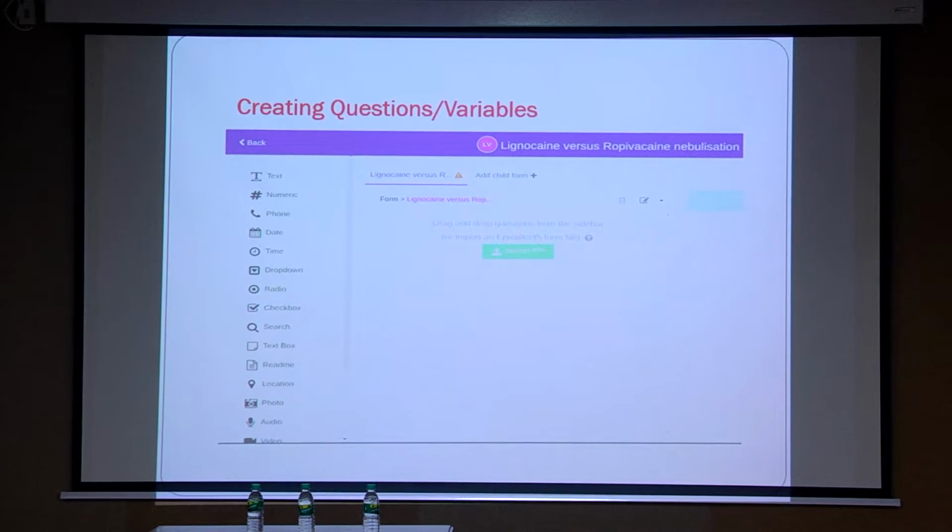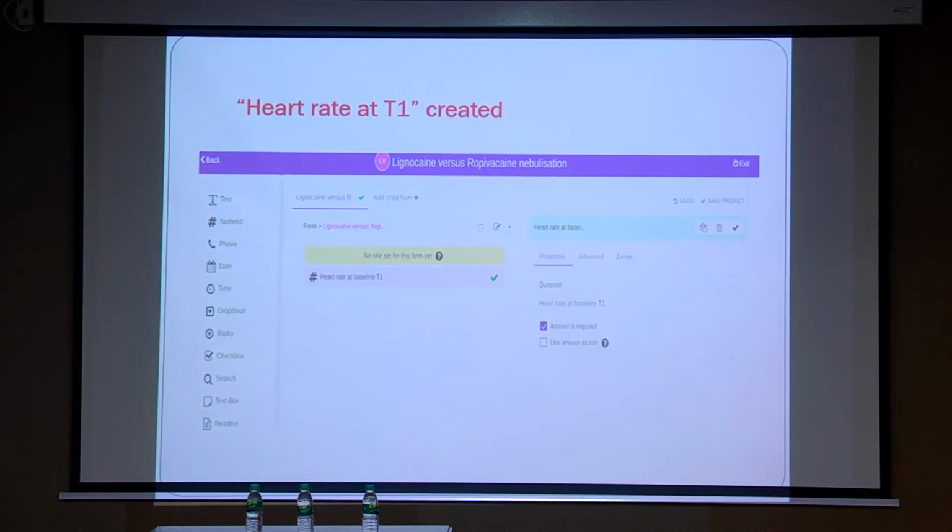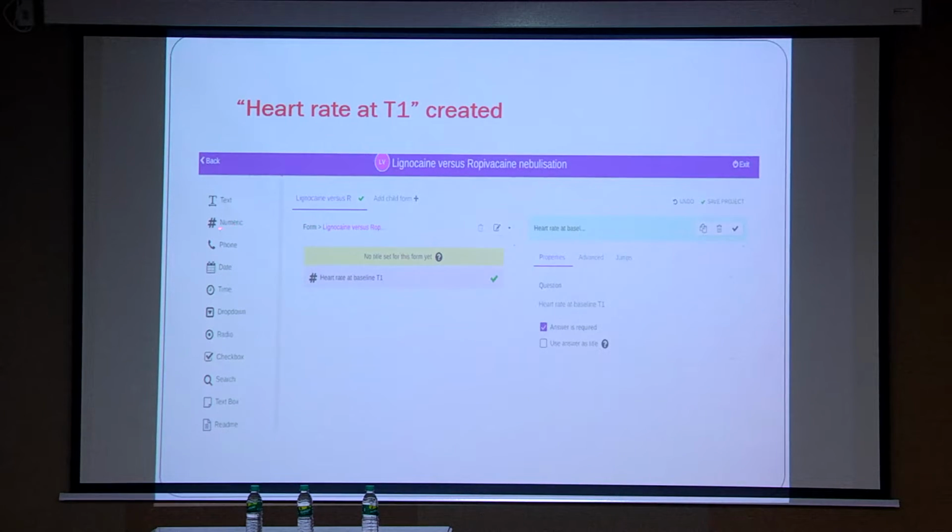So one example I have done, I want to type the question as heart rate at T1. It's a numeric type of question. So I go and drag the numeric here and drop here and start typing the question here, heart rate at baseline T1, and choose the tick symbol and save the project. So once this is done, this question is saved.